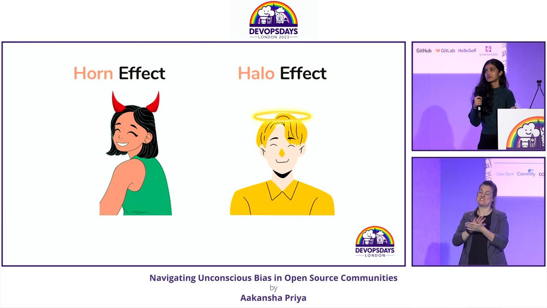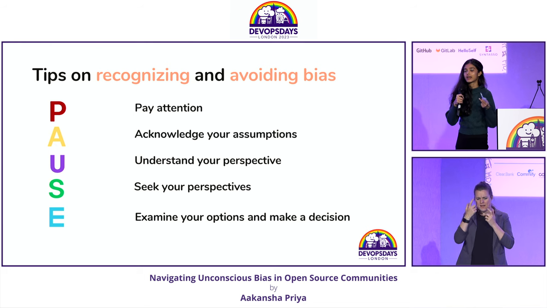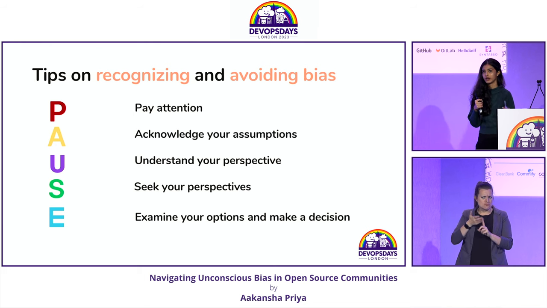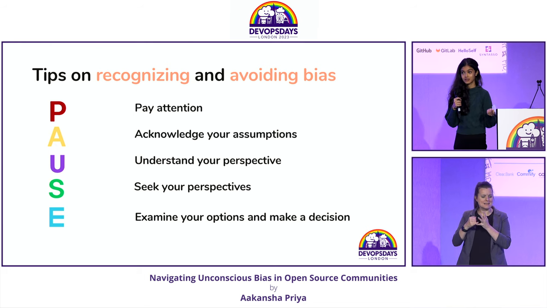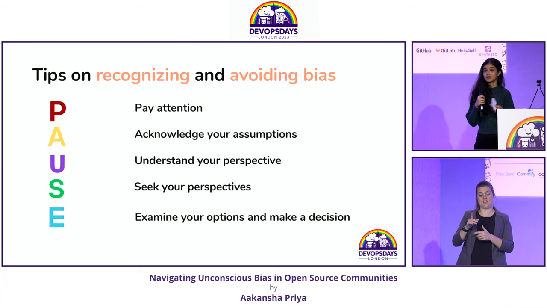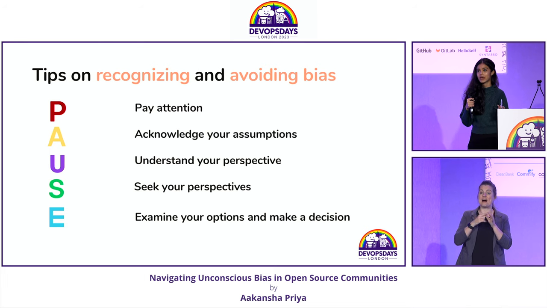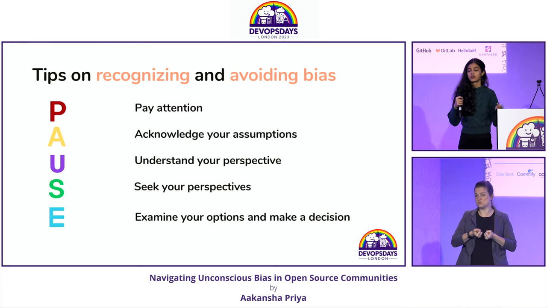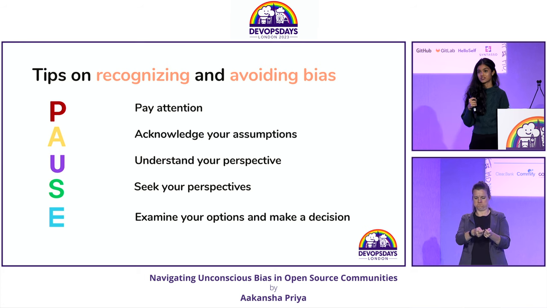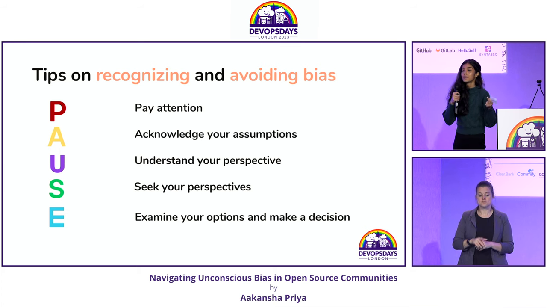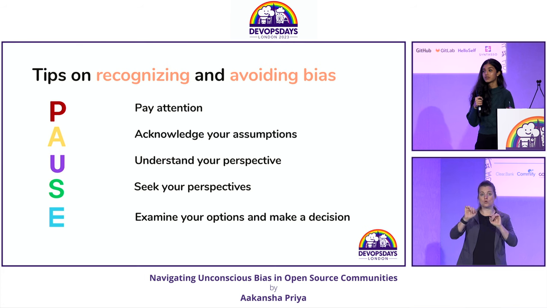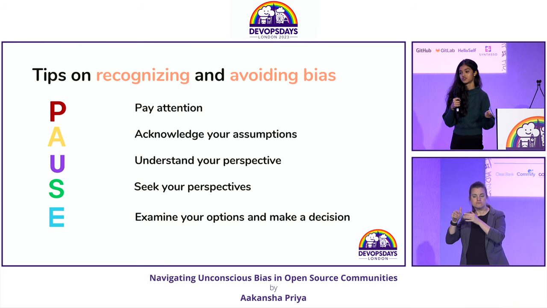Now comes the question of how we can recognize and avoid it. The PAUSE framework is the answer to it. You need to understand that biases are everywhere. We need to accept it. And we need to determine those. After you determine it, you need to block it away. Be wary of your first impressions. Also, broaden your mind perspective and interfere with it before it interferes with your decision.